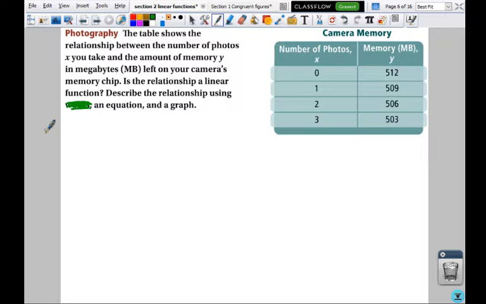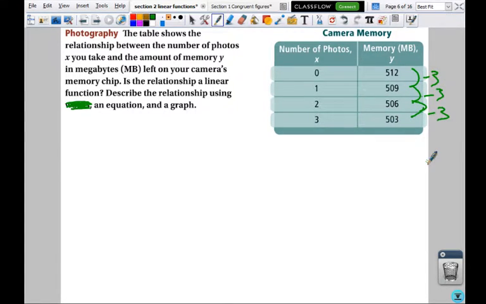So let's look at our table. When we have 0 photos, we have 512 memory left. 1 photo, 509. After we take 2 photos, we got 506. And after 3 photos, we have 503. So how much is this changing by each time? It's going down by 3, right? Minus 3, minus 3, minus 3.